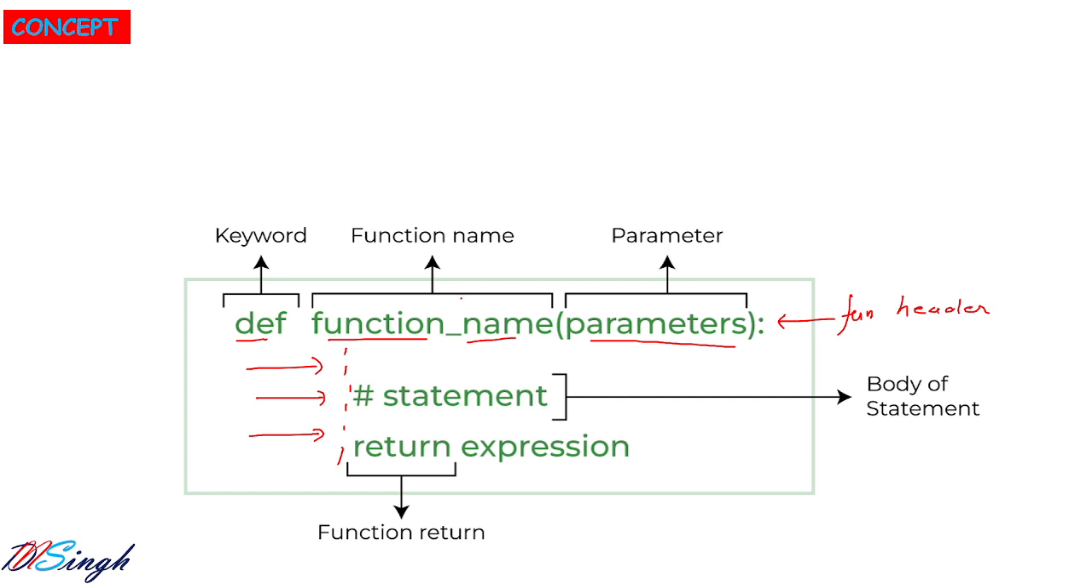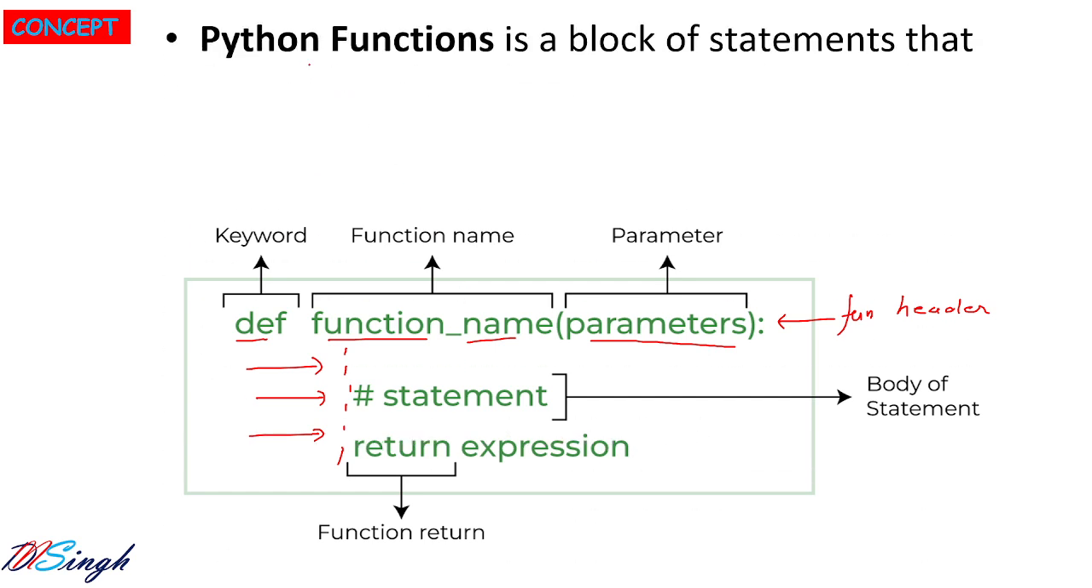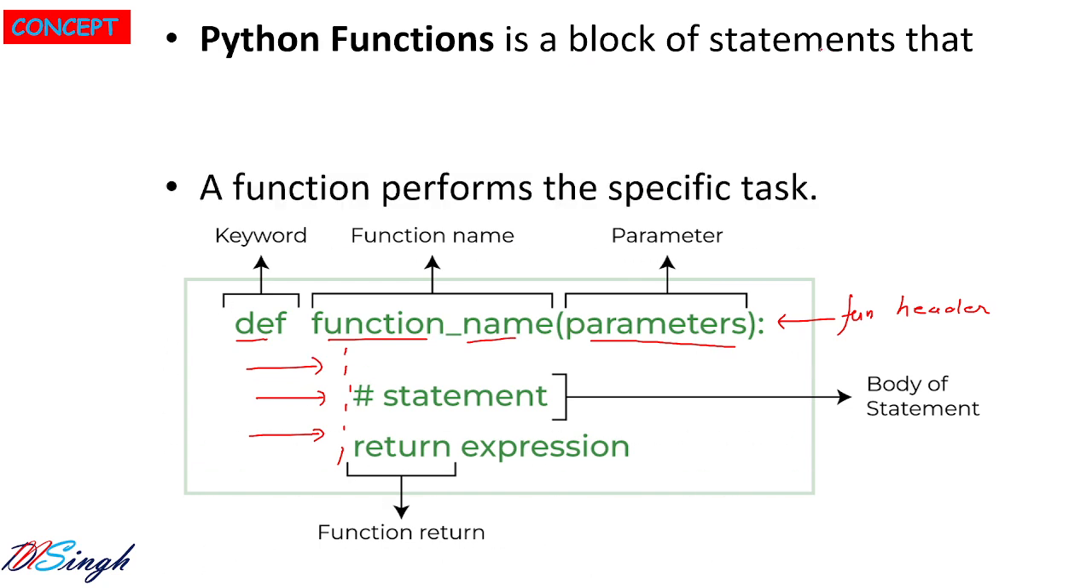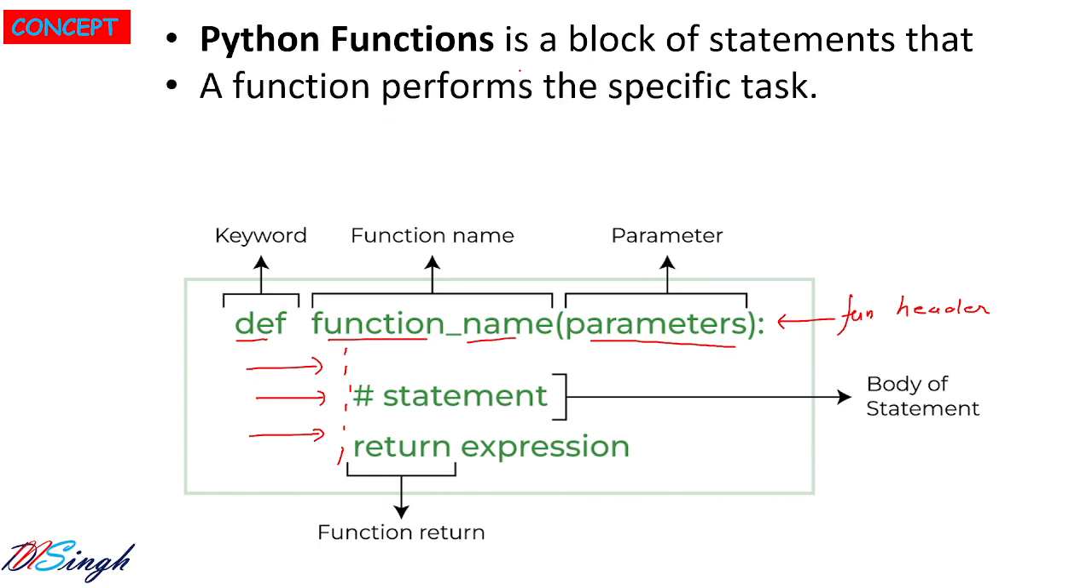Okay, so let us see some of the properties of a function. A Python function is a block of statements that performs a specific task. So a Python function always performs a specific task, because similar instructions that deal with a single task, we group them together and make a function of it, so that we can call it later and utilize it multiple times without writing it again and again. So functions also increase code reusability.